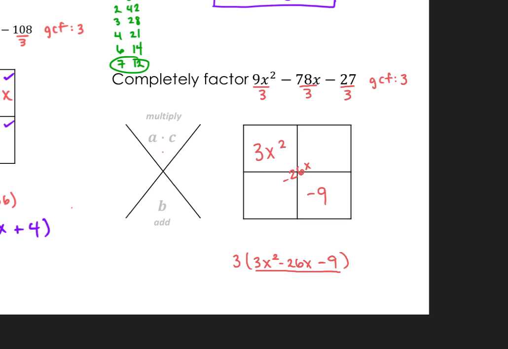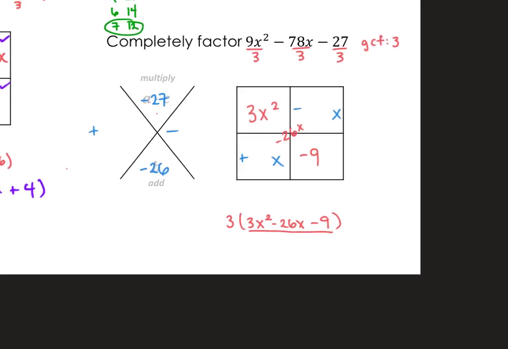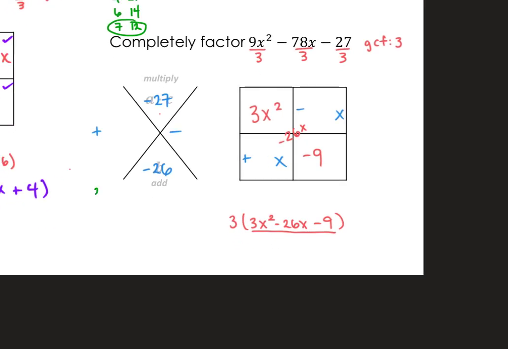So we write it across our diagonal. Then we're going to multiply AC, so that's going to be negative 27. And then B goes here, negative 26. Since we're multiplying to make a negative number, that means our signs have to be opposite. That's the only way we can multiply to make a negative number. So one's going to be positive, one's going to be negative. And now we're going to list out our factors. So factors of 27, that's 1 and 27, and 3 and 9.